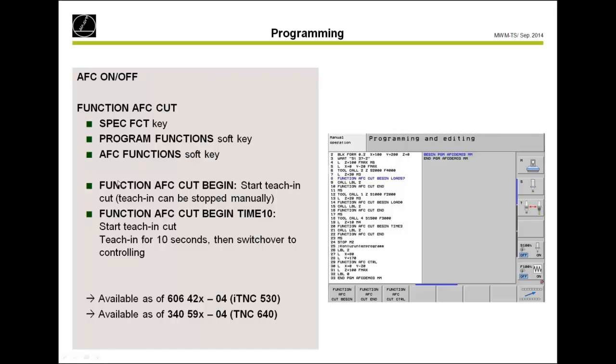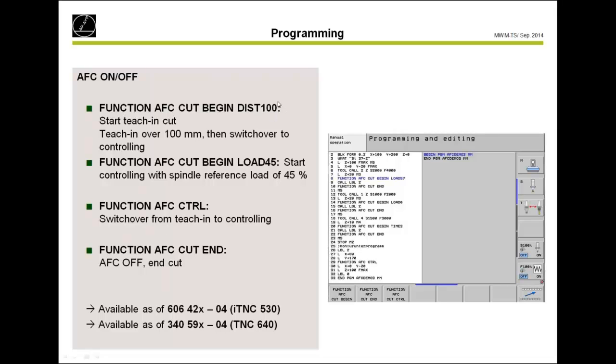And there we have 3 soft keys. Function AFC cut begin. There we can say, okay, from this time AFC should learn, or if it has already learned, then AFC should start automatically with controlling. Or we can say we want to learn 10 seconds, so after 10 seconds the control switches to controlling. Also possible, we can define a distance. So distance 100 millimeter. After 100 millimeter the control will automatically switch from learning to controlling.